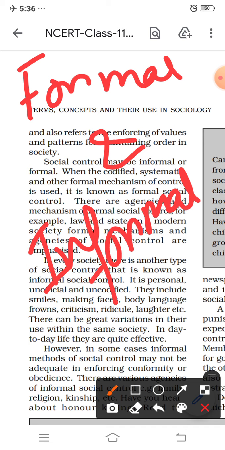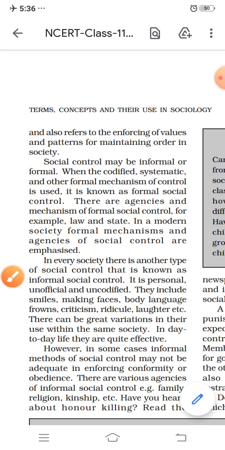Law, the state, are the main agencies and mechanisms of social control. What is informal? It is the personal, unofficial, uncodified form of control, like body language or making faces, as in our households, which we have definitely seen from our childhood. Our mothers control us somehow with a stare or glance. That is called informal social control.